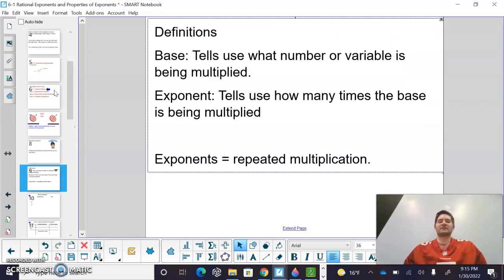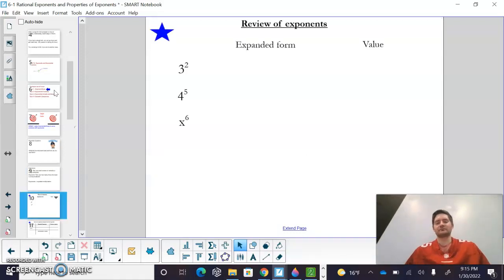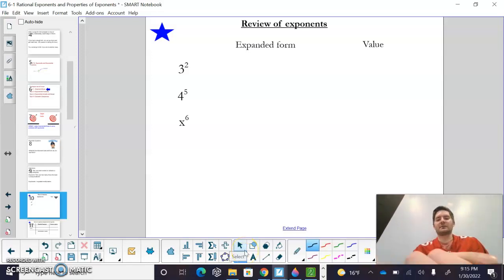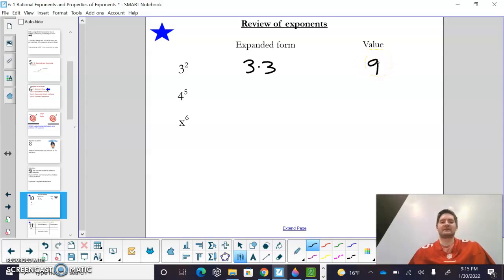So the two definitions that we have: the base tells us what number or variable is being multiplied, and the exponent tells us how many times the base is being multiplied. Exponents, again, mean repeated multiplication. So, a review of exponents in expanded form. The base is 3, and it's telling us to multiply it 2 times. 3 times 3 gives us 9.